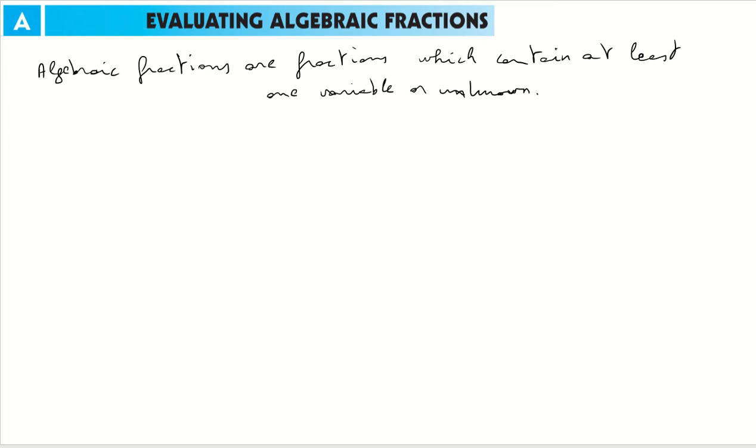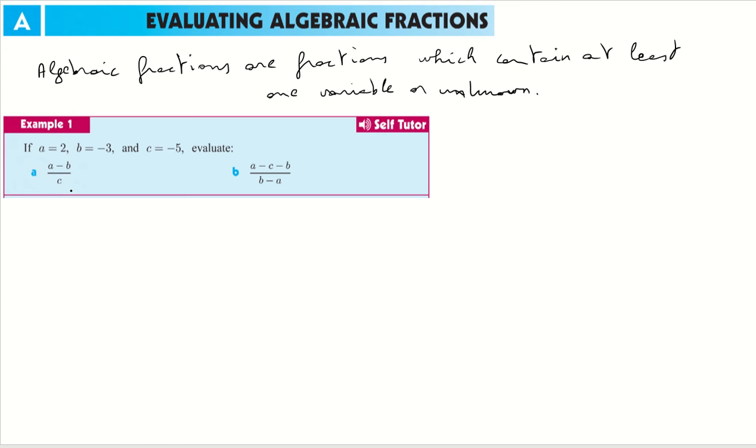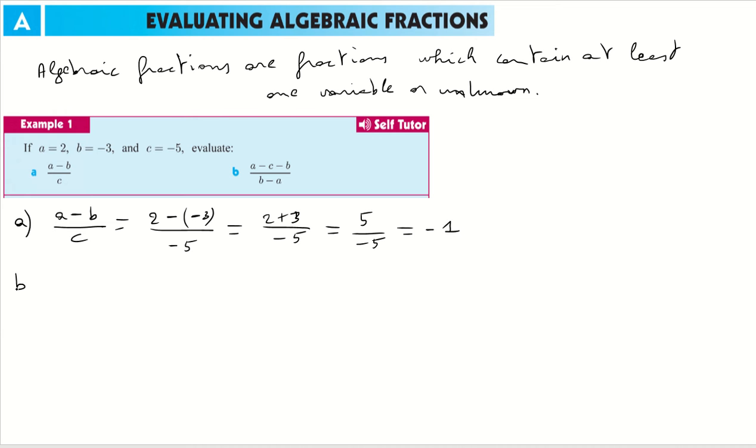Okay. Let's do example 1. If a is equal to 2, b is equal to -3, and c is equal to -5, evaluate the two expressions that you see. The first one, a minus b over c, so we replace the a by 2, the b by -3, and the c by -5. 2 minus minus 3 is 2 plus 3. 2 plus 3 is 5. 5 over -5 is equal to -1.